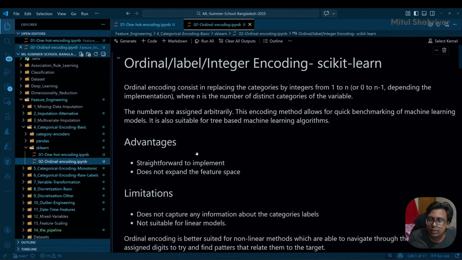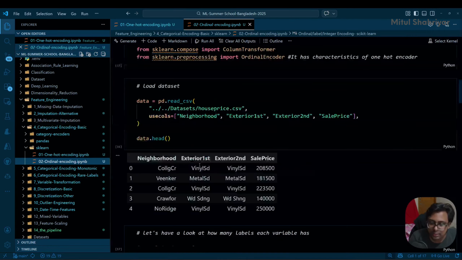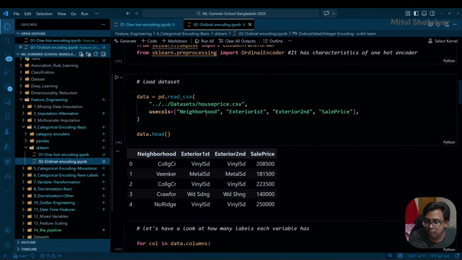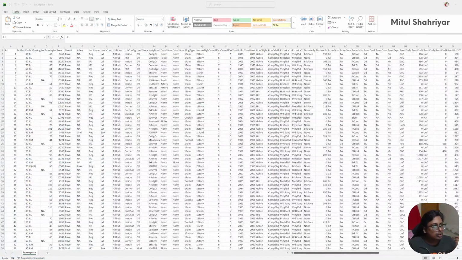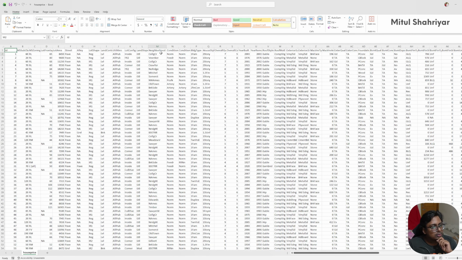For the ordinal encoding, what we had, ordinal encoding basically assigns some numbers to some strings, right? Great. So here you can see the dataset houseprice.csv, let's look at the data. So here is the houseprice.csv. We are bothered about columns like neighborhood, so I believe this is one of the columns we will be working on, neighborhood, and then exterior first.